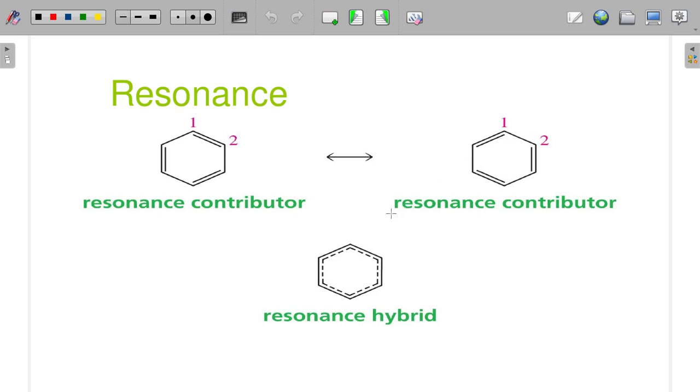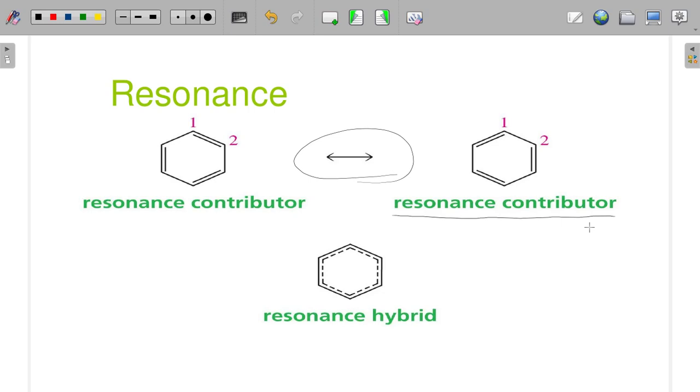But the weird thing is, with this word resonance contributor, the molecule never actually exists like this. It doesn't exist at all. It's never a double bond and a single bond. It's always somehow both of these. So the resonance contributors aren't real structures. They just represent how the electrons might be arranged at a given moment in time. It's just that the electrons are constantly moving.